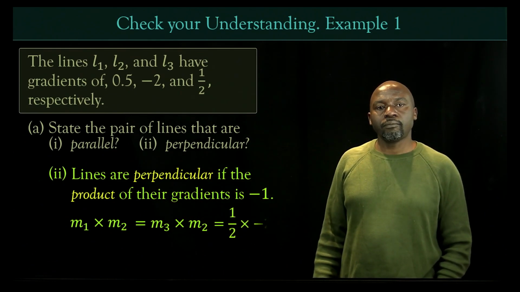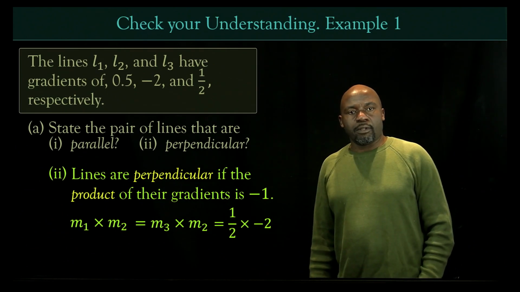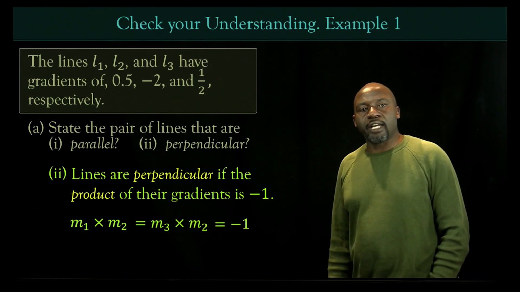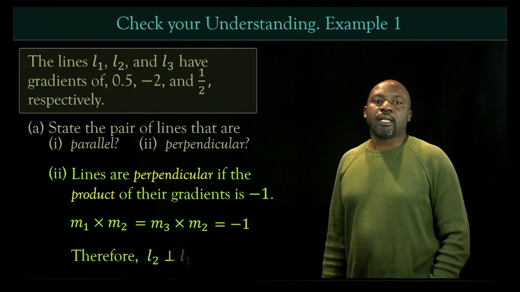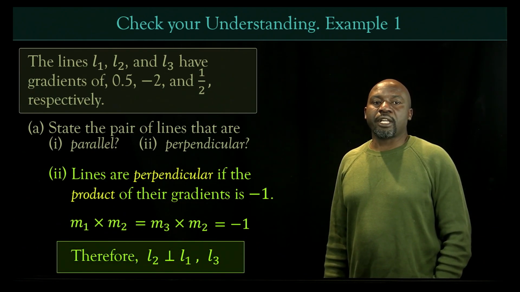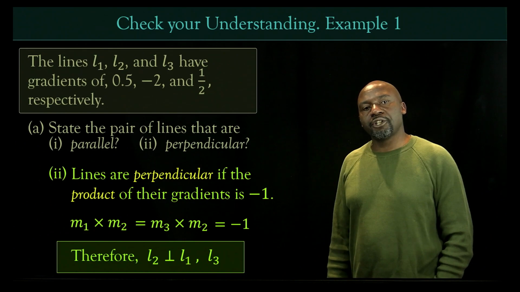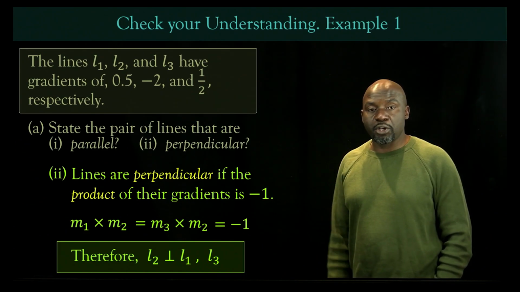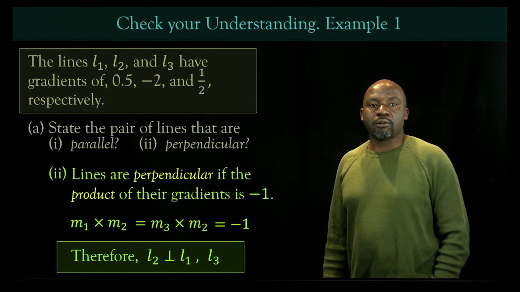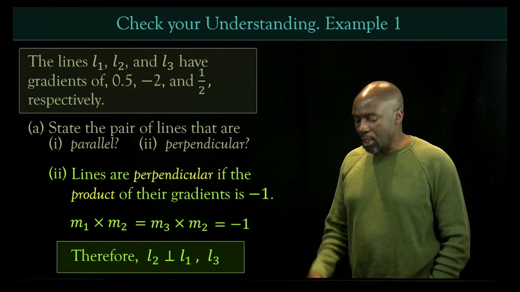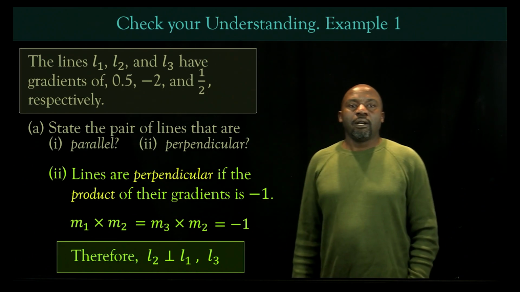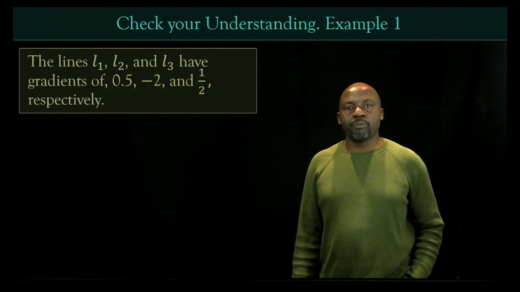If you multiply those, you get -1. Line 2 is perpendicular to line 1, and line 2 is perpendicular to line 3. So if you picked line 2 and 1, you would be right, or if you picked line 2 and line 3, you would still be right. Okay, that was the solution to part A.